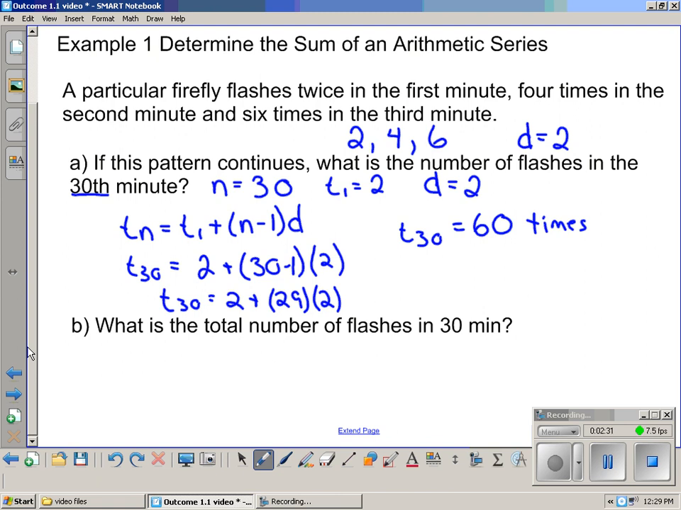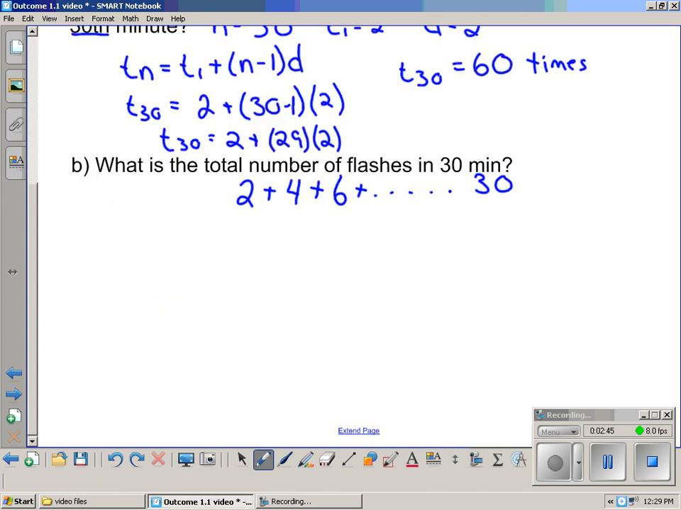Part B says, what is the total number of times that it has flashed in 30 minutes? So this time what we want to do is continually add up those numbers until our last term is the 30th. So we're going to use our sum formula. The sum of the first 30 terms is equal to n over 2 times (the first term plus the last term).